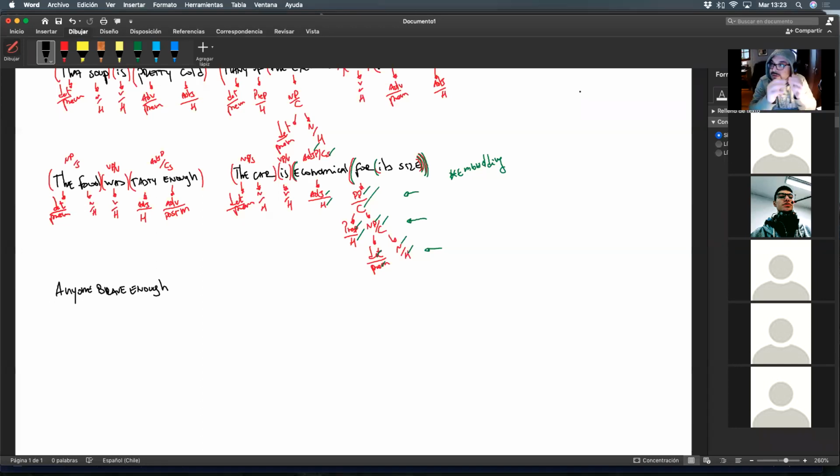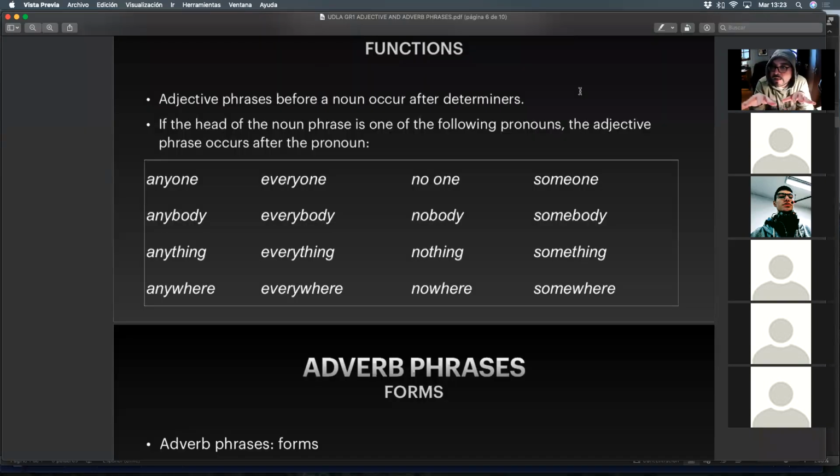Okay, anyone brave enough is an exception. The exception comes from this idea, the idea that these are pronouns, all of them: anyone, anybody, anything, all those are pronouns. They have a very specific name. They are called compound indefinite pronouns. And with these pronouns, you can modify them by using an adjective post modifier, right? So you say anyone brave, anyone big, anything expensive, anywhere beautiful, everyone intelligent, right? You use it in that order, not intelligent everyone, right? So it's the other way around.